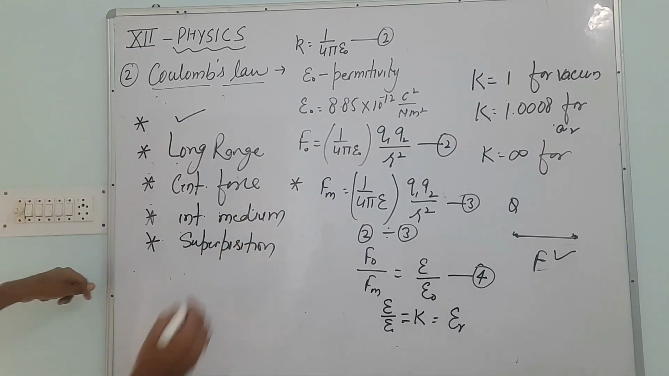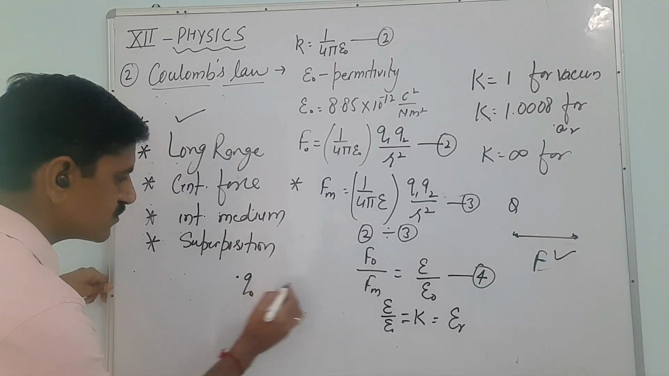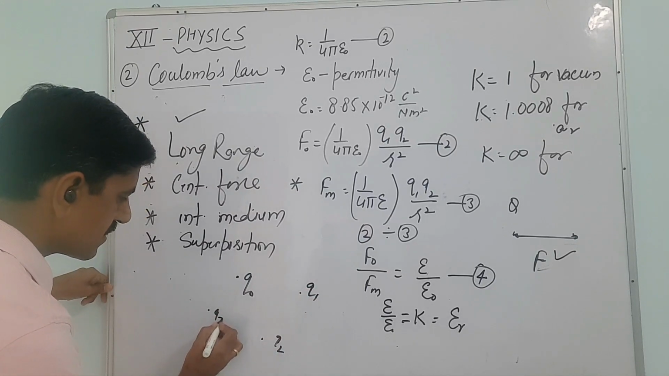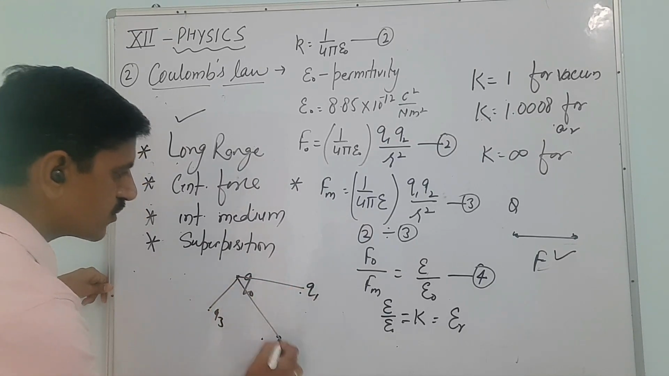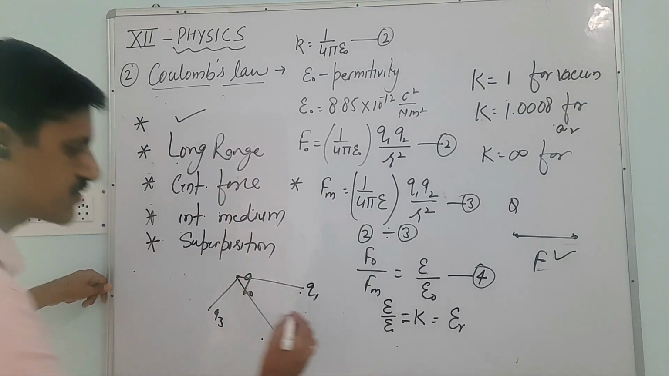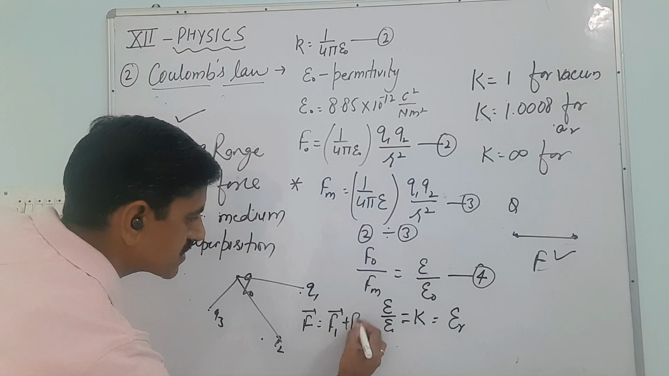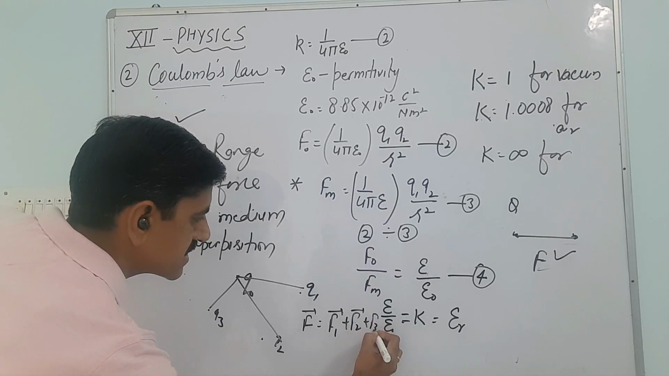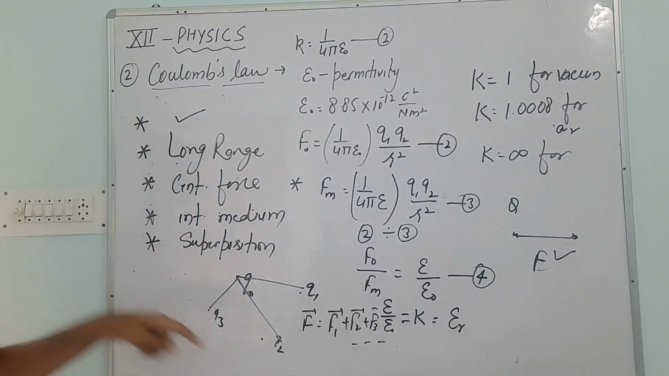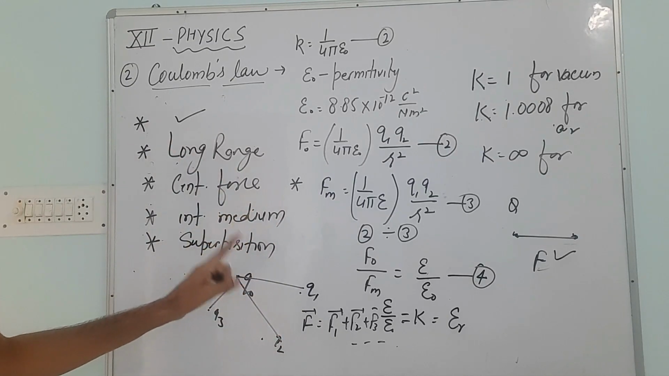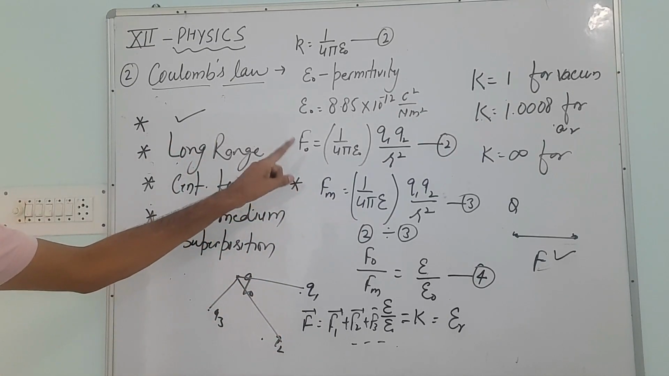If there are so many charges, if a charge Q0 is surrounded by a few charges Q1, Q2, Q3, then the net force would be equal to the vector sum of the individual forces F1 plus F2 plus F3 and so on. Done? Now we'll go for a numerical practice based on this topic. I hope this topic is clear.